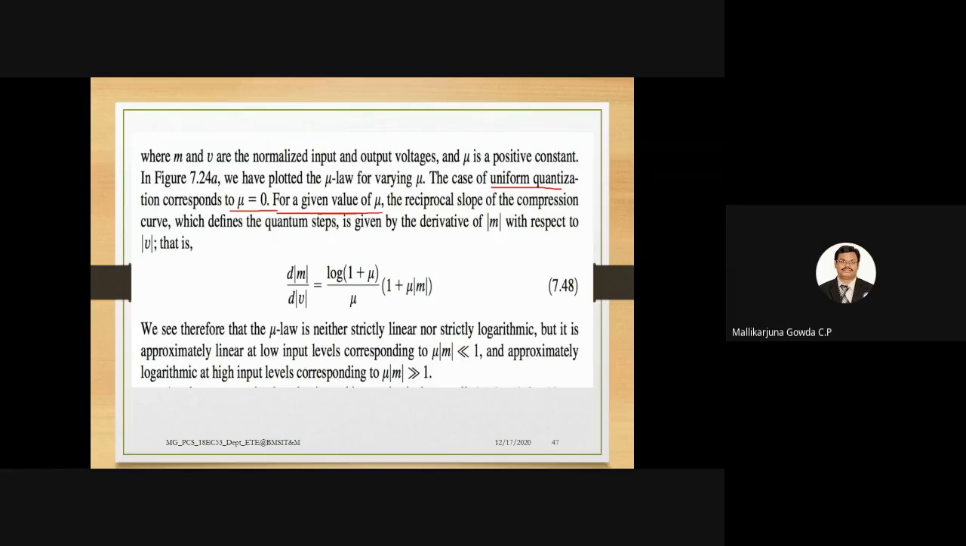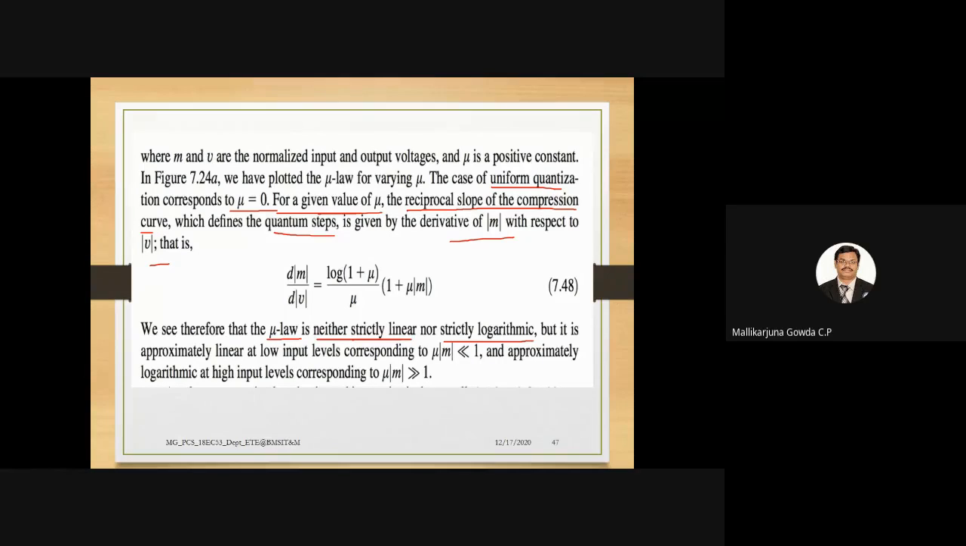For a given value of mu, the reciprocal slope of the compression curve defines the step size. The derivative of m with respect to v will be d by d of log of 1 plus mu into mod of m divided by mu into 1 plus mu into mod of m. So, as I said, this mu law is neither strictly linear nor strictly logarithmic. Why am I saying this?